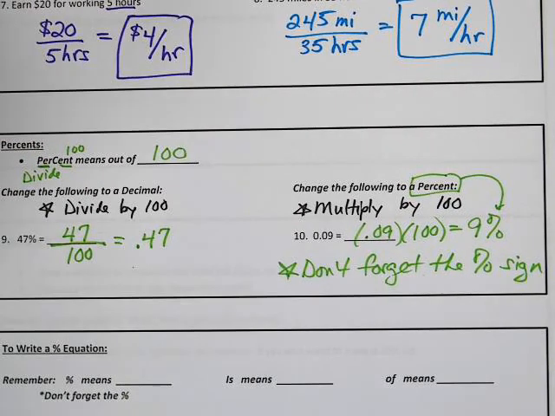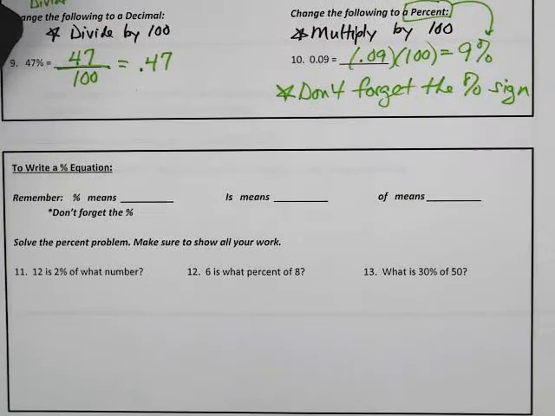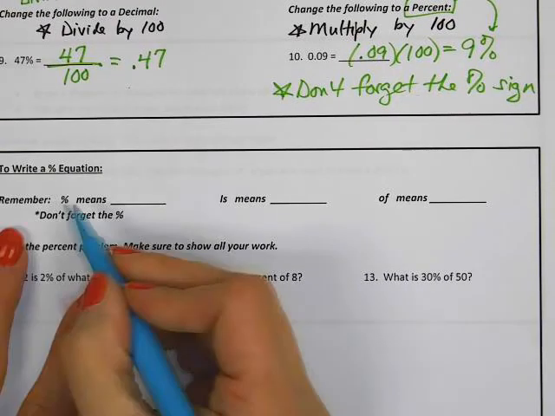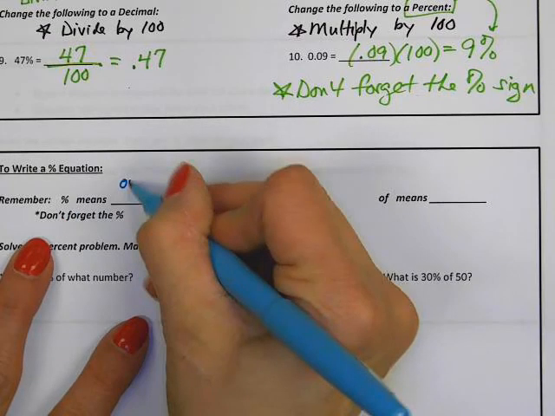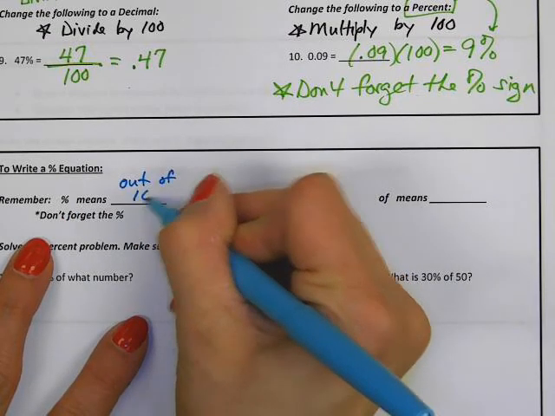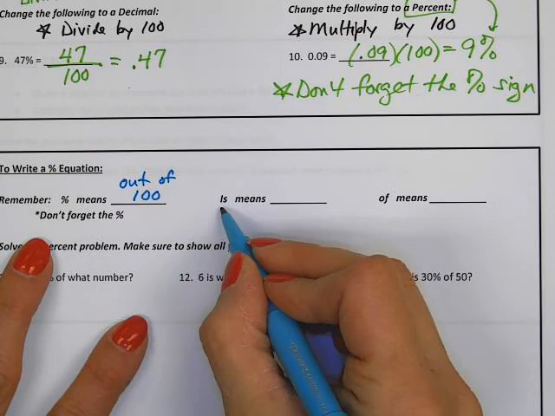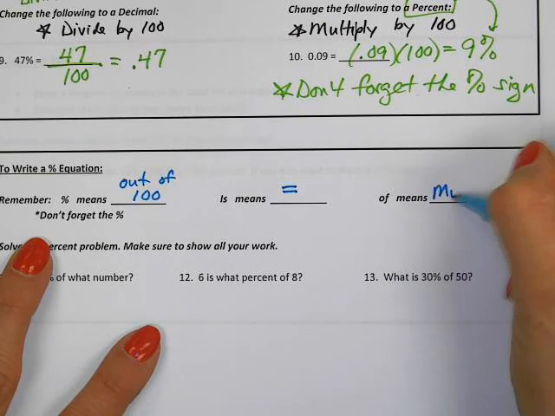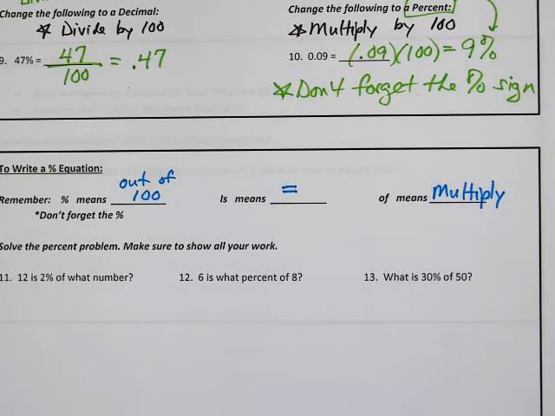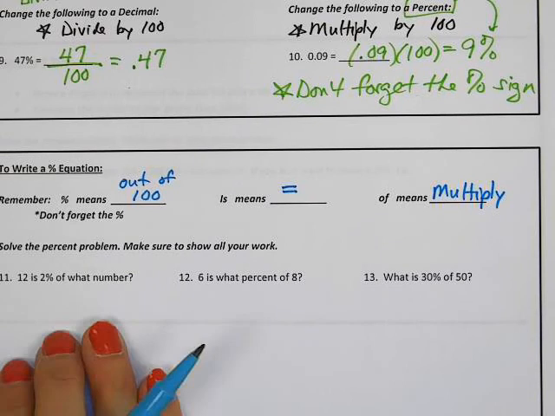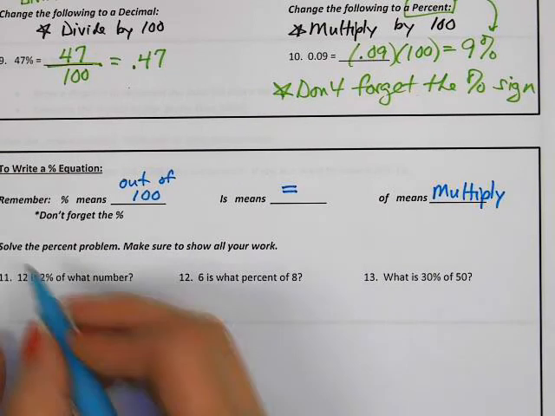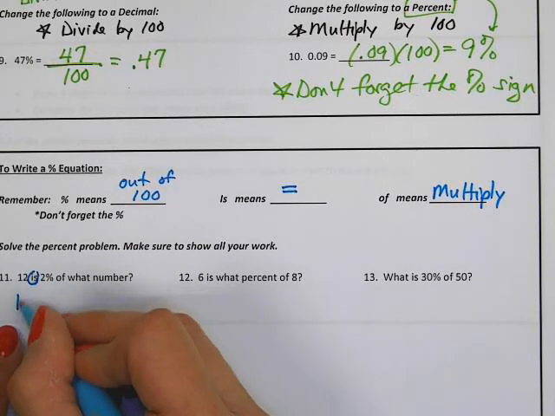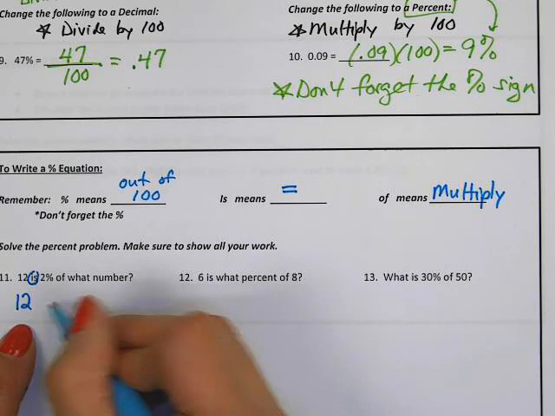After we learned percents, we did solve equations, okay, by translating. So take a look. Percent means out of 100. Is means equal sign. And when it says of means multiply. Okay, so let's read this and we're going to translate and then we can solve. Always look for the word is. Look for the word is. 12 is. Is means equals.